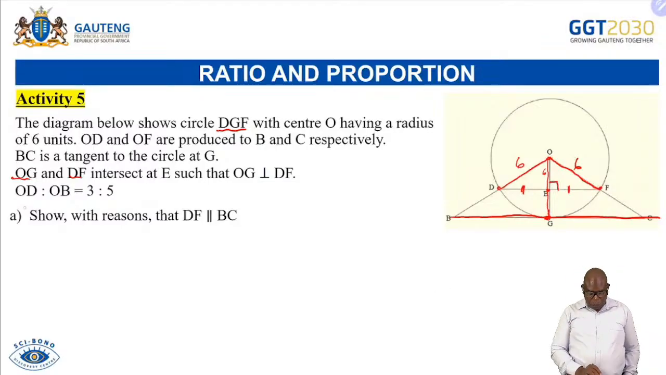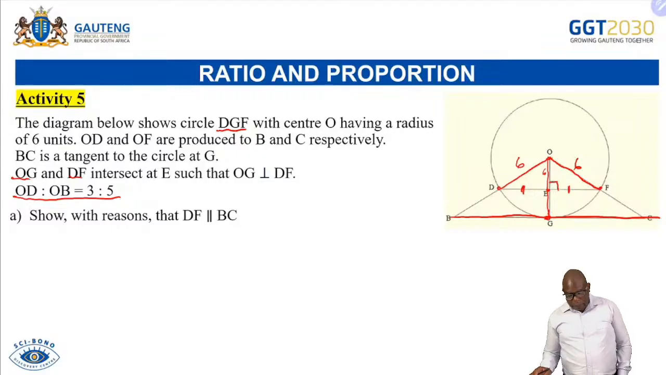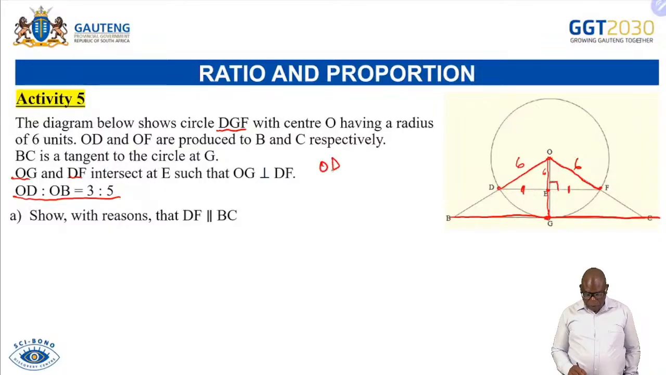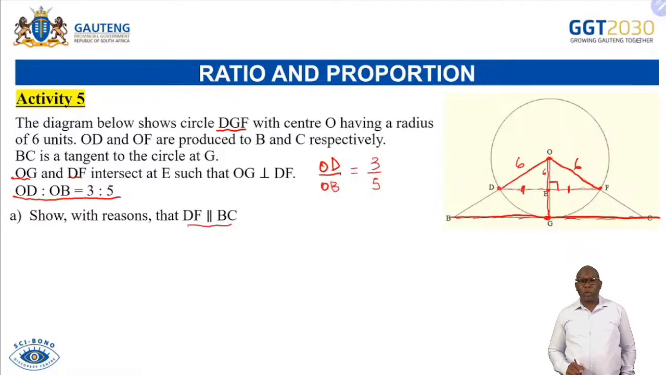Now, you see here you're given the ratio again, you're not given the units. So I'm just going to write it like this: OD over OB is equal to 3 over 5. Now show with reason that DF, this line here, is parallel to this line there. How do we show that those two lines are parallel?